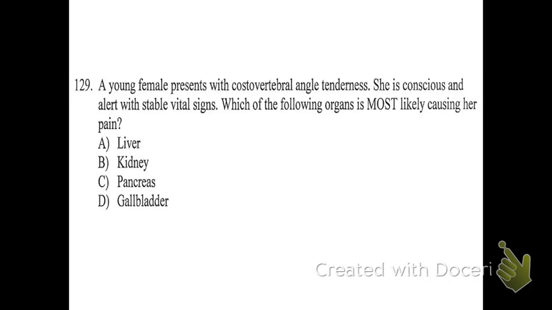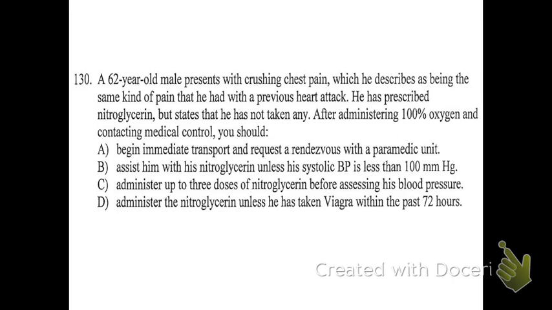And as I said, remember we went over that costovertebral angle. We talked about how that's the angle that your ribs make with your spine. So if that area is hurting, it's your kidneys most likely. I didn't read the whole question because we've gone over it. And 130 we've also gone over. So that's where we'll stop for today.